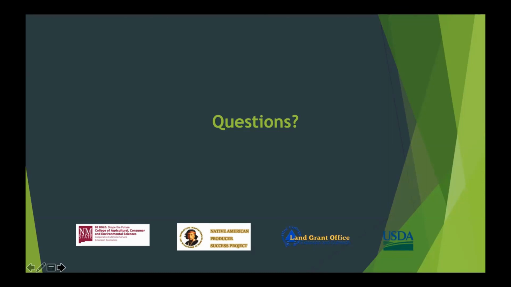I want to make a plug that if you have a question or a concern about your soils, and especially heavy metals, we have a machine here at the Science Center that we can use to measure heavy metals in soil rapidly. And we would be glad to test people's soil for free if they have a concern about that.